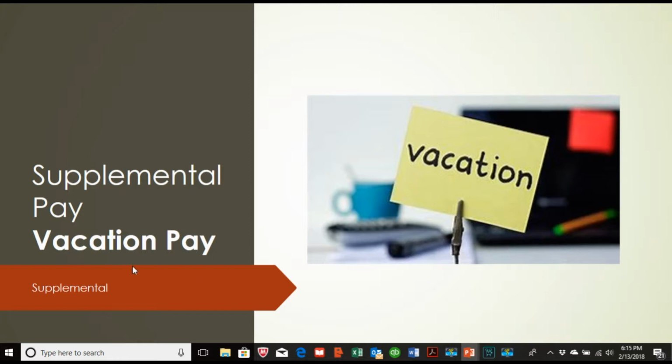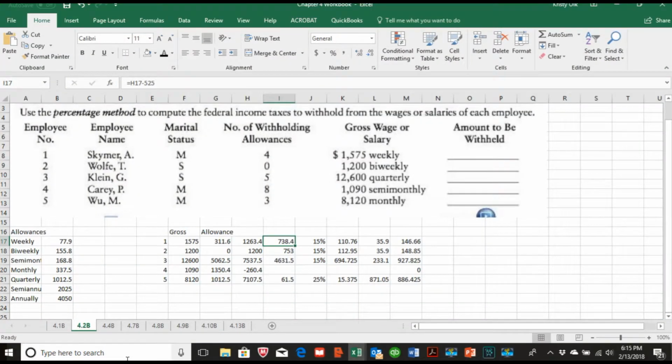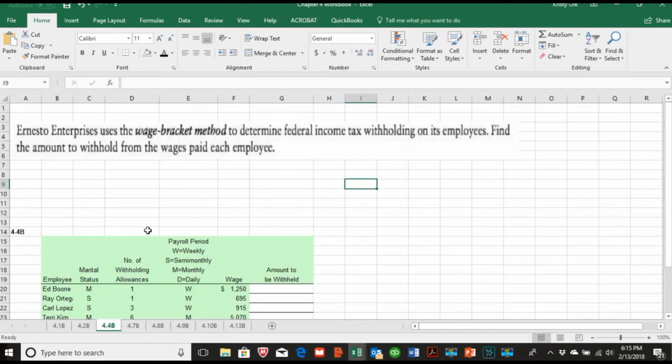So now before we go into supplemental pay, we're going to go ahead and look at 2 more examples dealing with federal income tax. And we will then break into another video. So we are going to look here at my handy dandy Excel sheet. And we're going to look at 4.4.